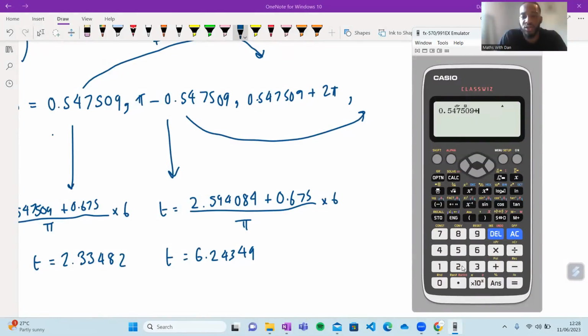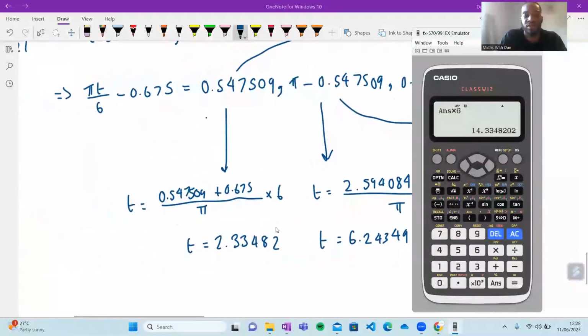So put this here plus 2 pi, that there. Now, if I add that and divide by pi times 6, this is going to be way bigger than 12, isn't it? But let's just do it anyway. So plus 0.675, we divide by pi, we times by 6 here, 14. Yeah, so the next one is too big.